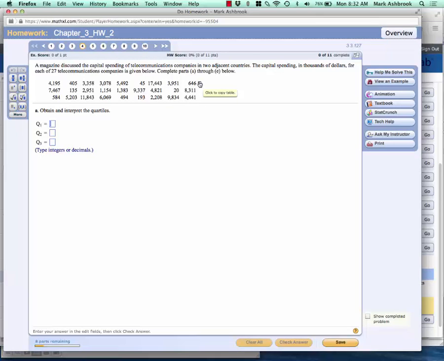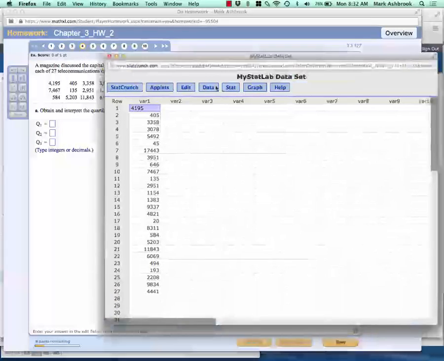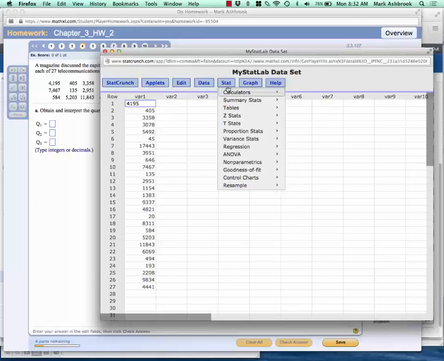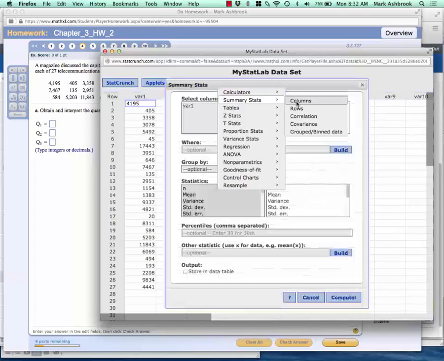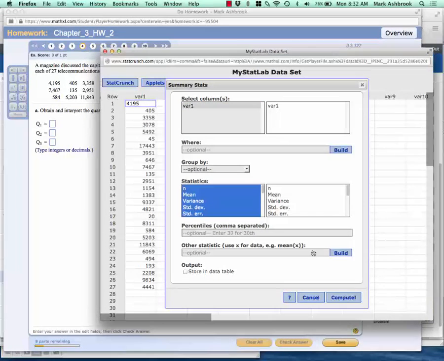So we're going to use StatCrunch. It was good that we did that first example by hand, so we saw what we were doing. But now if we understand what we're doing, we use the technology. We go to Stat, Summary Stats, Columns, Variable 1. If you look down here, you notice that range, min, max, Q1, Q3 are all in there. And we could add interquartile range, and it'll all be done for us.